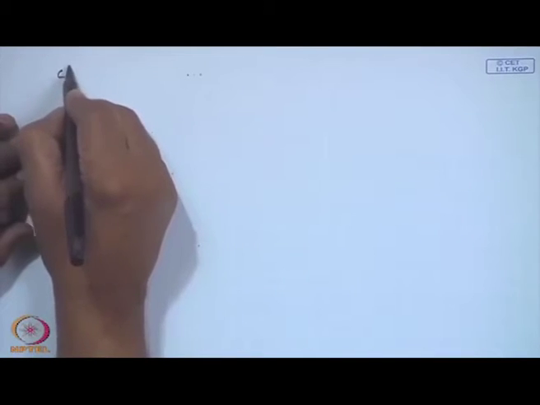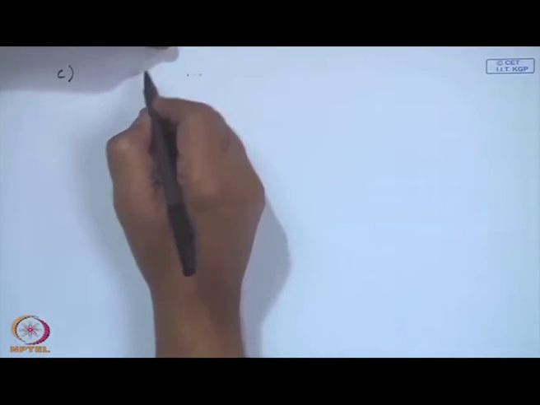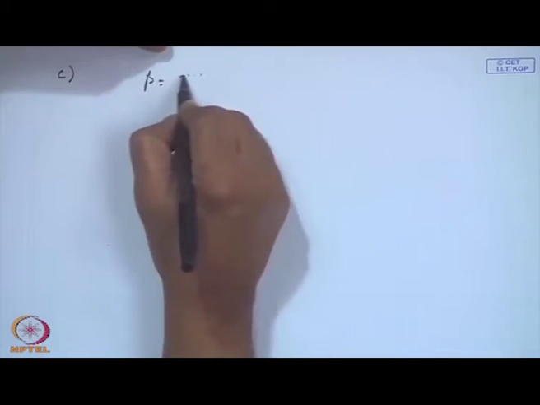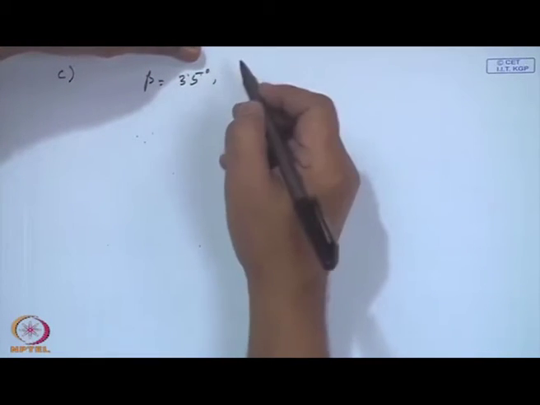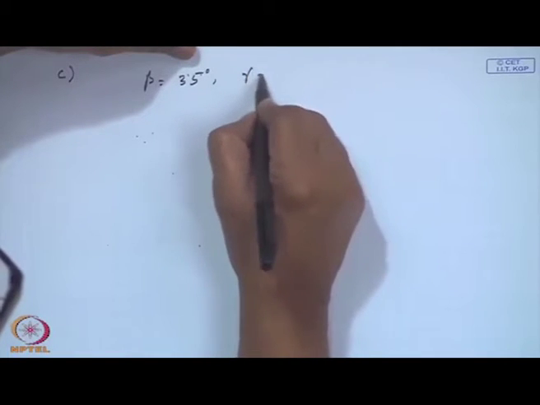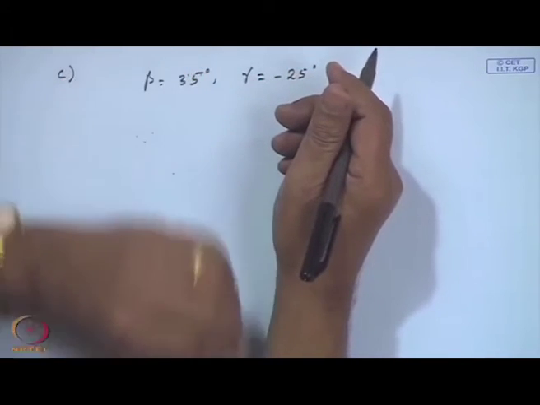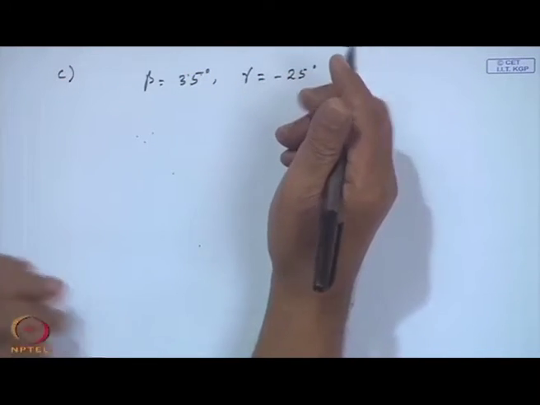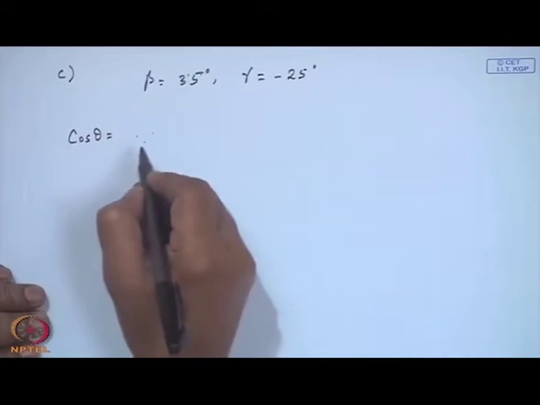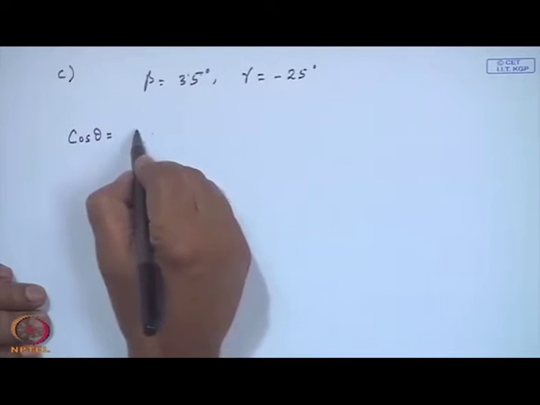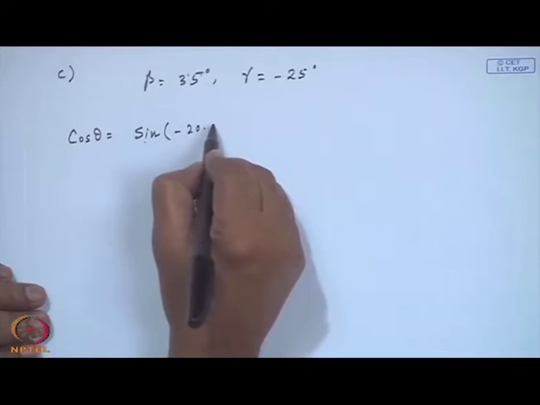And then case C, we have a slope beta of 35 degrees, but facing 25 degrees east of south. So, gamma will be equal to minus 25 degrees. That is what you have got, and now you have to wrestle through the full equation for cosine theta, which, for this example, I will write incompletely.